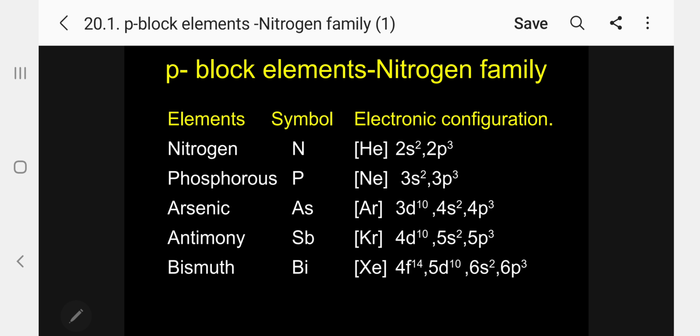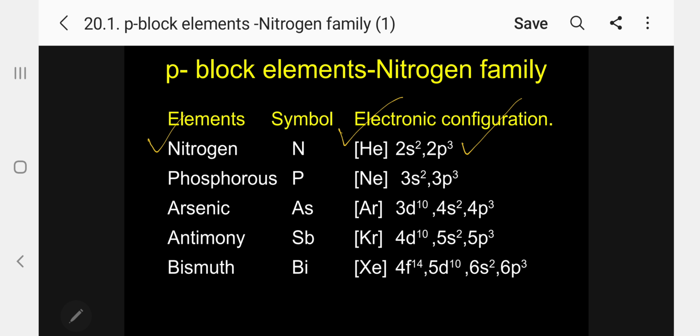Now, under the nitrogen family, what are the members which are included in the nitrogen family? So let me discuss the name of the element, symbol and electronic configuration. The first member of the nitrogen family is nitrogen. Electronic configuration is helium plus 2s2 2p3. That means helium means 1s2. So 1s2 2s2 2p3. So always in the outermost electronic configuration, there are 5 electrons.